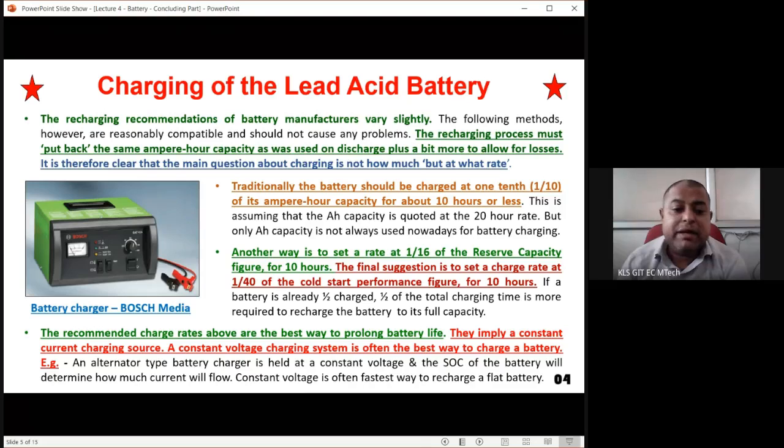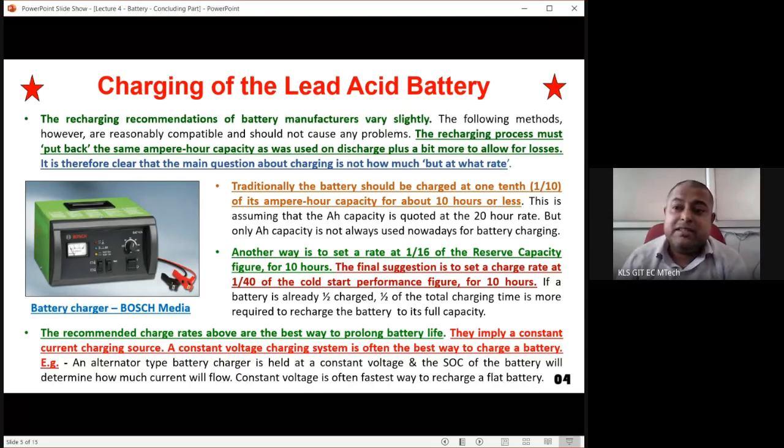So an alternator type battery charger is held at a constant voltage, and the SOC of the battery will determine how much current will flow to prolong the life of the battery, to charge the battery sooner, and to take it to the 100% charging level. So any charger we connect to the mobile phone, any charger we connect to the battery is a wrong concept. It is at which rate the battery should be charged so that we can get prolonged life of the battery. That is also we have to ensure.